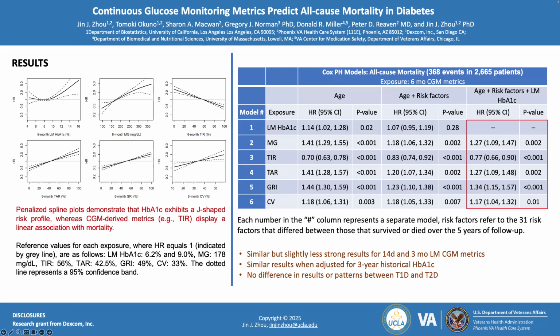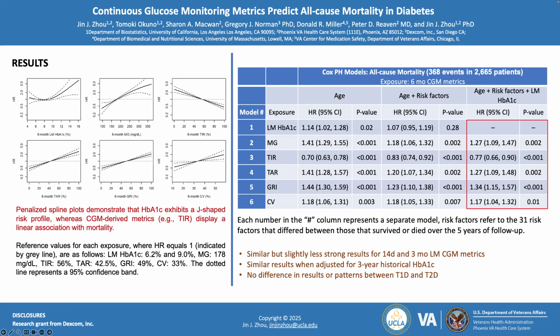For CGM metrics, the associations with mortality were linear except for mean glucose, which was nearly linear around a reference of 178 mg/dL. To the right, we show our multivariate Cox model's results. In the middle, we adjusted for other mortality-related factors.